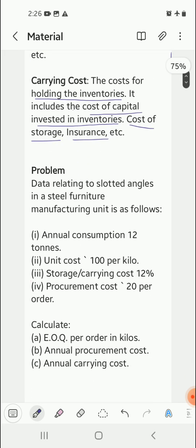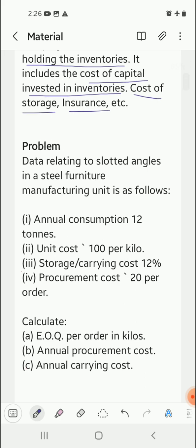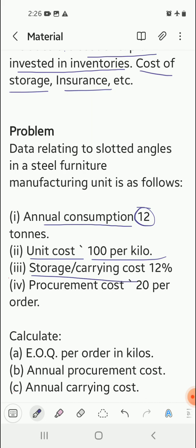To understand this, we will move to a simple question which explains the concept of economic order quantity. We are given a question that data relating to slotted angles in a steel furniture manufacturing unit is as follows. The annual consumption is 12 tons, unit cost being rupees 100 per kilo, and storage and carrying cost is 12%. Procurement cost is rupees 20. Here the 12% storage cost is actually 12% of the unit cost, that is 100. So 12% of 100 is simply 12 rupees. That is how it is calculated.